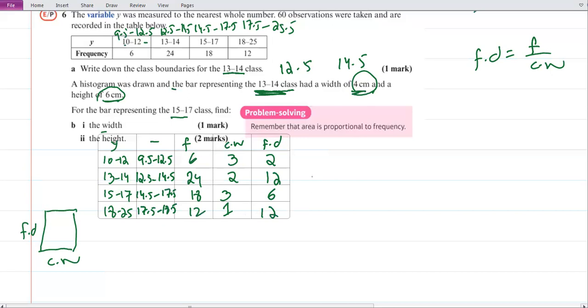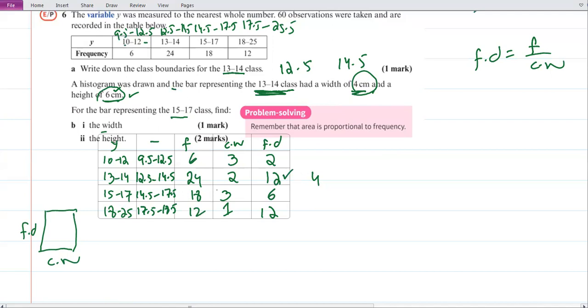It is given, it is 4 centimeter. Yes, it is 4 because the width is 4 and the height is 6. It means the amended frequency density is 6, but the original one is 12. Yes, in this case the original one is 12, but this one is 6. Am I right? I can write here for this class, I can say it is 12. Do you understand this point or not, please?